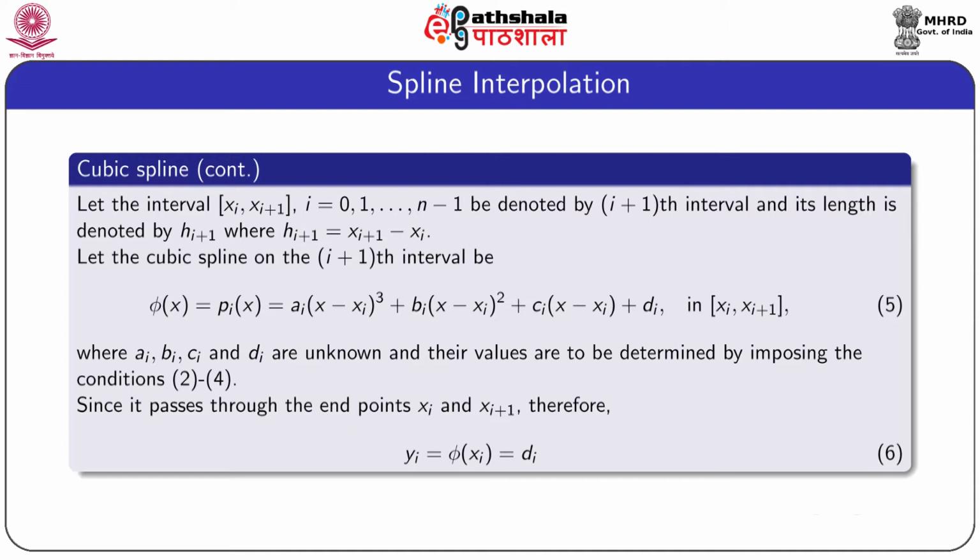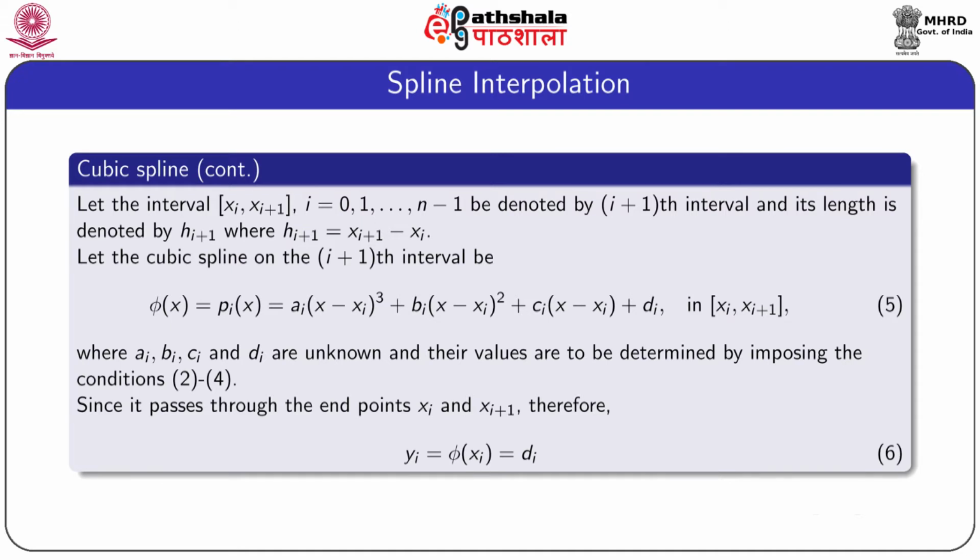Now, the cubic spline on the interval [x_i, x_i+1] is defined by phi(x) = p_i(x), which is equal to a_i (x - x_i)^3 + b_i (x - x_i)^2 + c_i (x - x_i) + d_i. This is the (i+1)th polynomial within the interval x_i, x_i+1, where a_i, b_i, c_i and d_i are the unknowns, and their values are to be determined by imposing the conditions mentioned in the previous slide: the slope condition, curvature condition and the condition for polynomial interpolation.